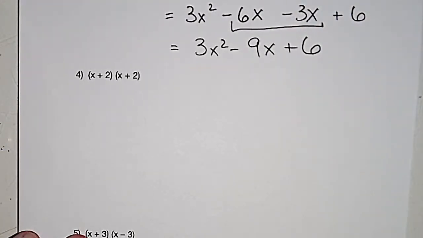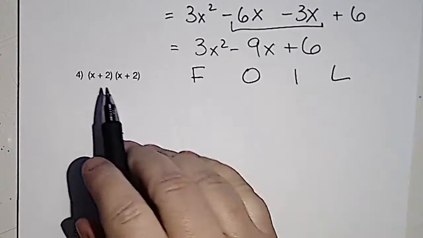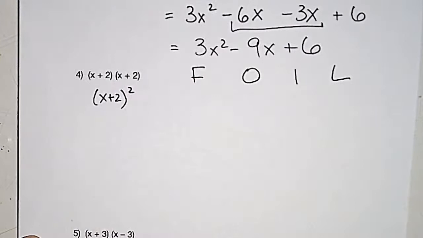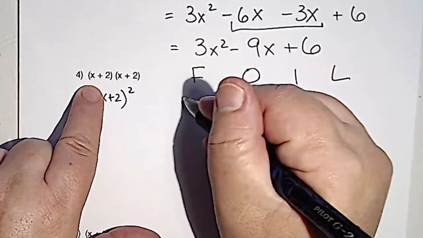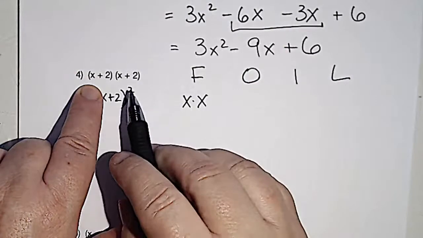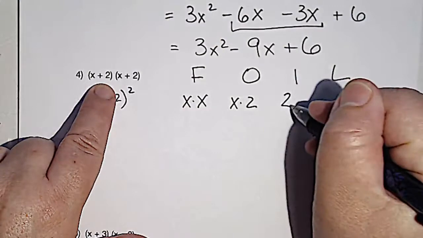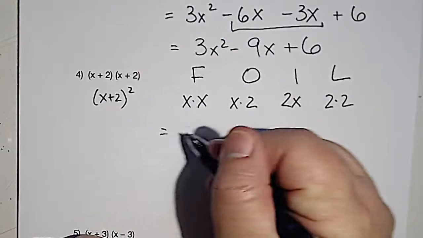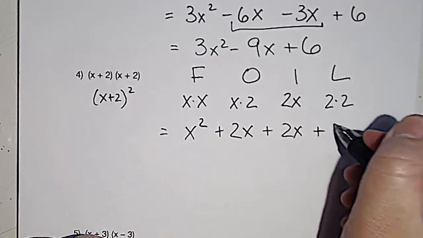Okay, this is an interesting one, isn't it? This next one, x plus 2, x plus 2, this is actually x plus 2, the quantity squared. So let's see what happens when we have a perfect square. Okay, so first, same thing, x times x, outer, x times 2, inner, 2 times x, last, 2 times 2. x squared plus 2x plus 2x plus 4.